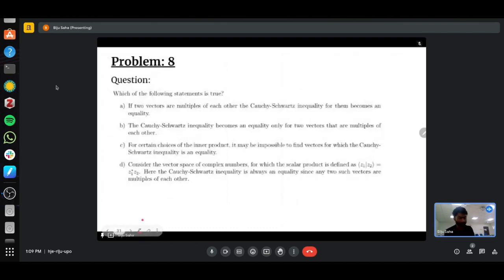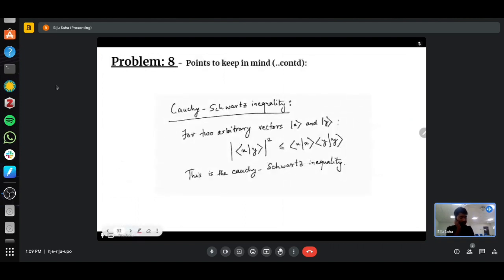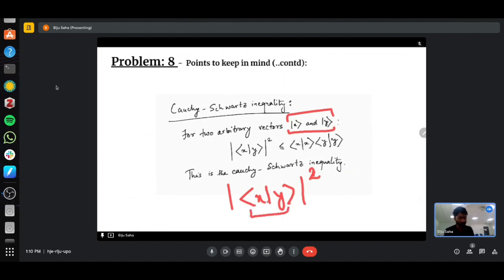Now we come to something called the Cauchy-Schwarz inequality. Let me present first how the inequality looks. There are two arbitrary vectors. Taking the inner product of x with y, since it's complex, we take the modulus of it and then square it. So this is what the left hand side is.